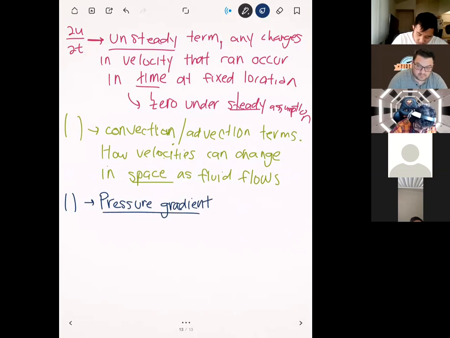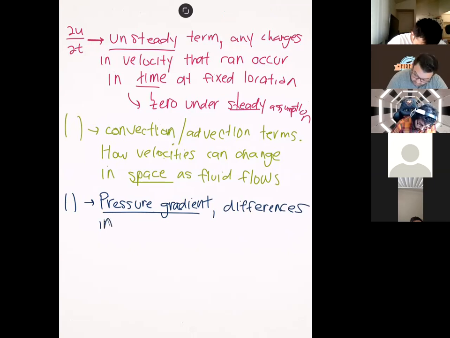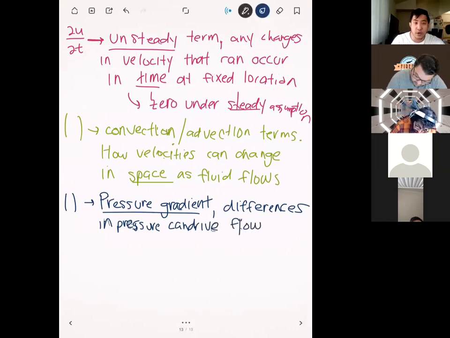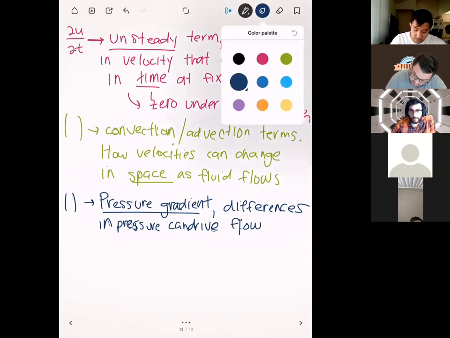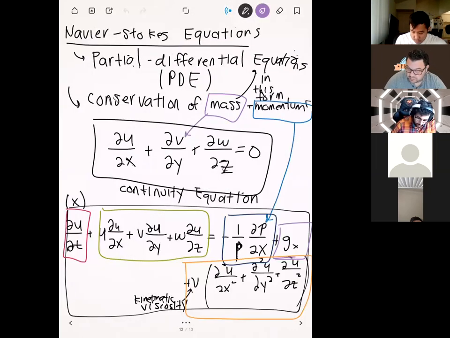Okay. And so what the pressure gradient term represents is how changes in pressure, or differences in pressure, can drive a flow. We already know that flow goes from high pressure to low pressure, and this is basically the derivative way to express that. All right.